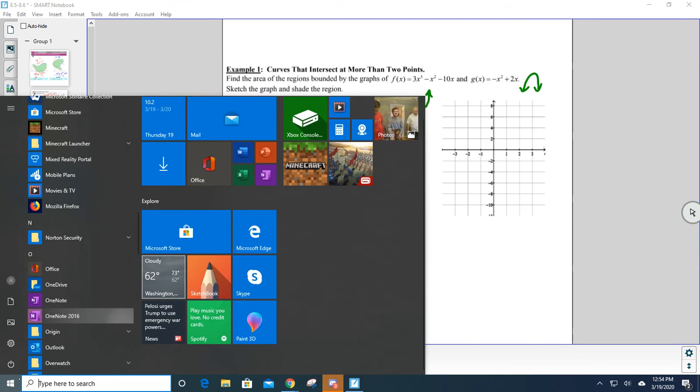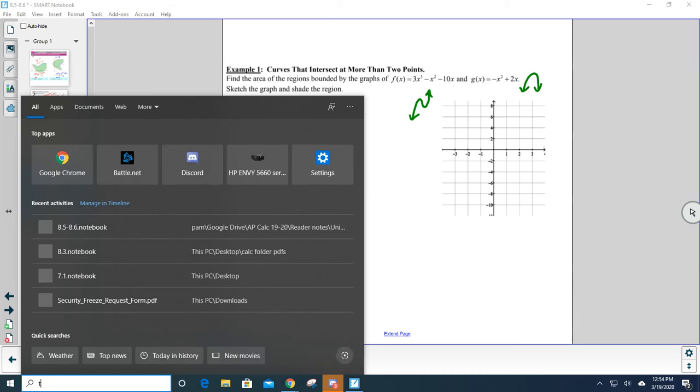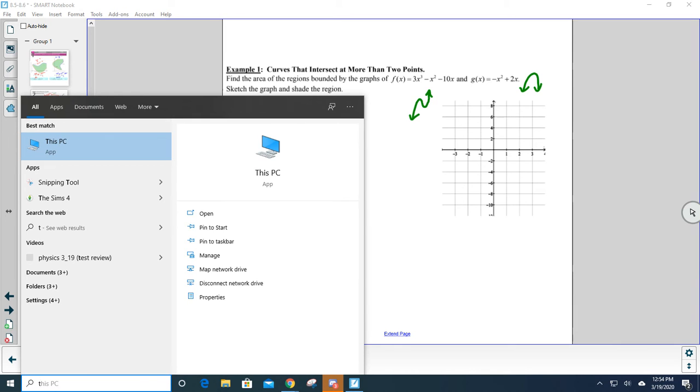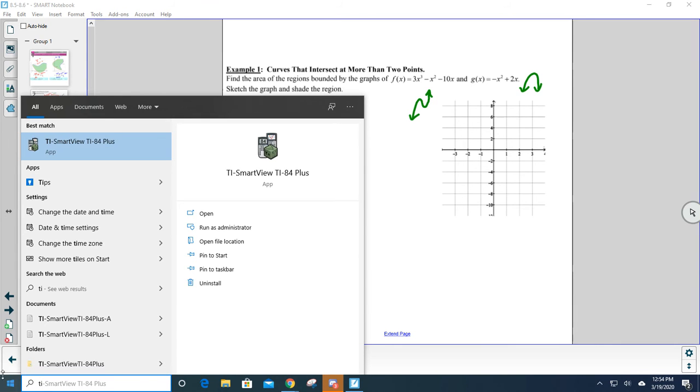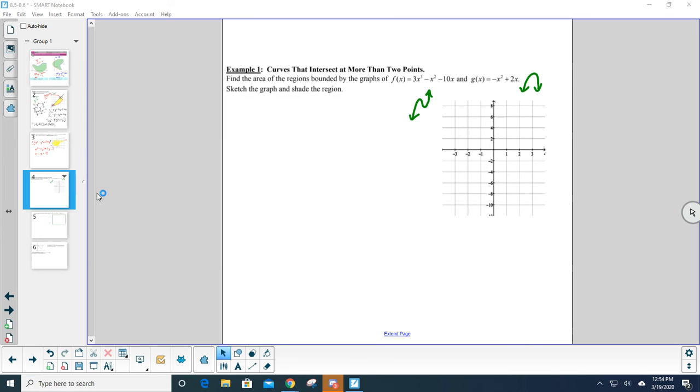I guess, can I come in here and just type TI? Oh my gosh, what just happened? TI. Oh my goodness, I could just do that instead of scanning for it every time. That's so much smarter.